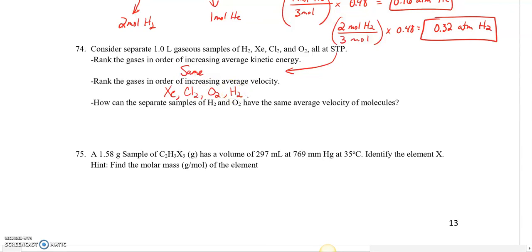How can the samples of hydrogen and oxygen have the same average velocity of molecules? What would you need to do? Well, there's a couple options. You could cool the H2, that would make them move slower, or you could heat the O2, that would make them move faster.